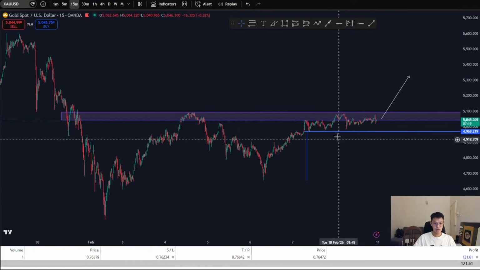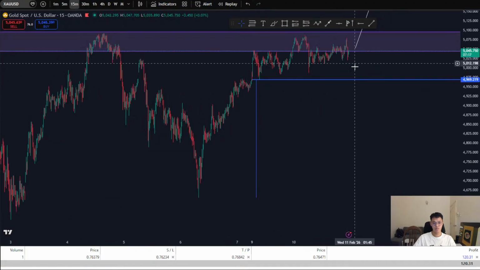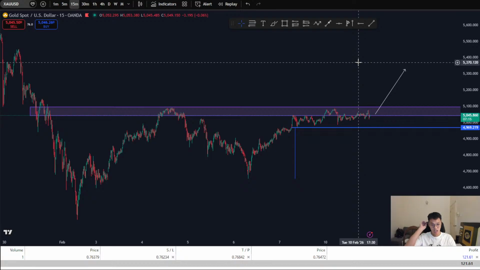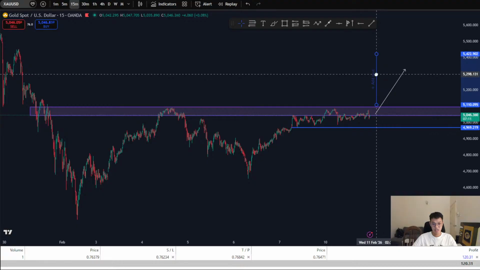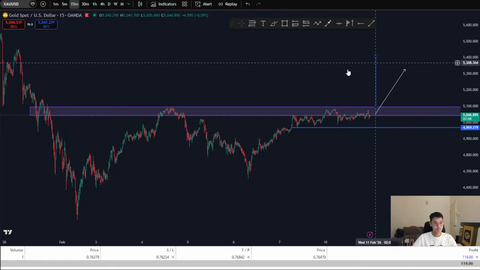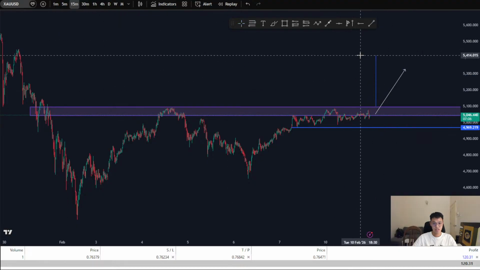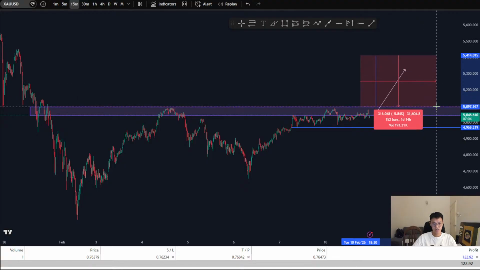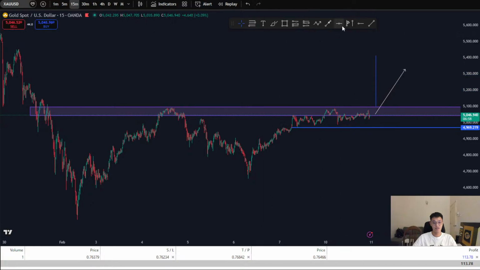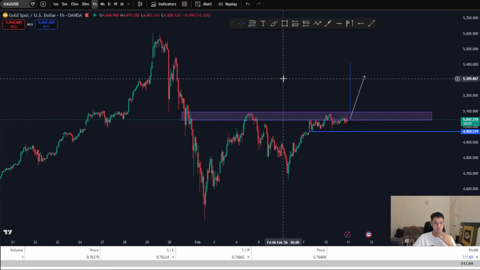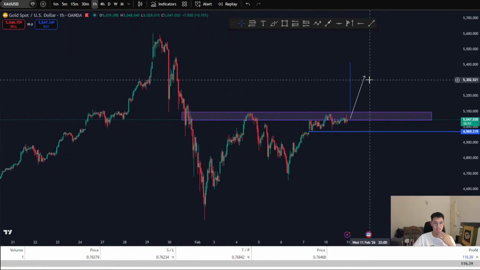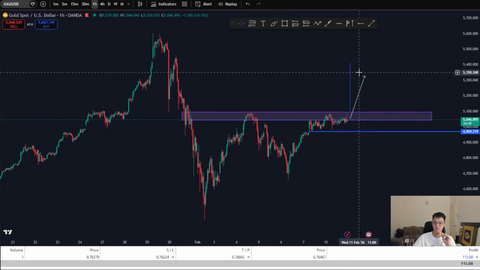If the price really pumps, really breaks through this consolidation phase and then really goes up, the potential range is around 3,000 pips, based on my observation and research. But actually how it goes, I don't know.